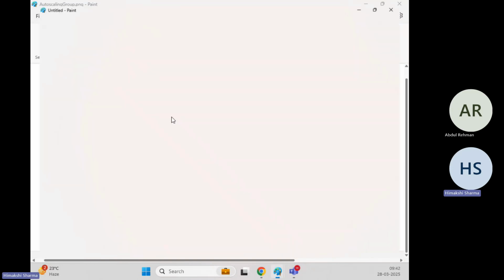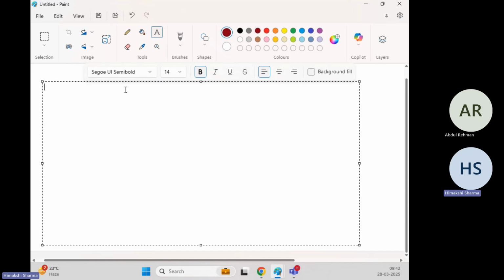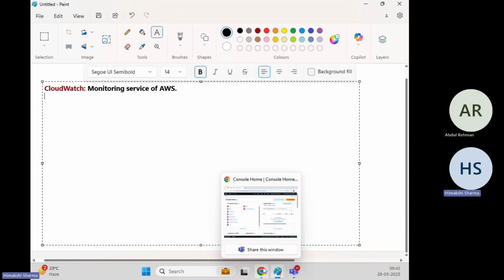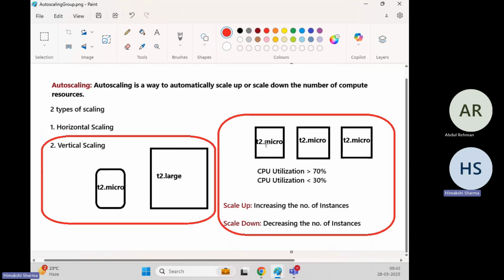Let's talk about one more thing here. There is a service in AWS that is CloudWatch. I'm not talking about everything in CloudWatch, but I'll give you some heads up here. CloudWatch is basically the monitoring service of AWS. So basically what it does is monitor. If you have an EC2 instance, it will be monitoring what the CPU utilization of this instance is.